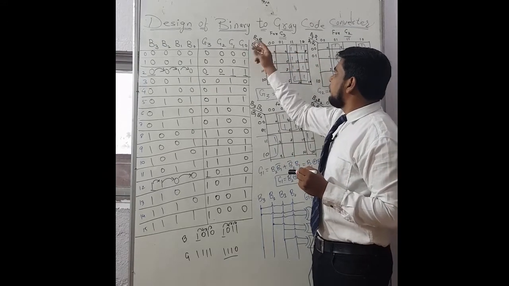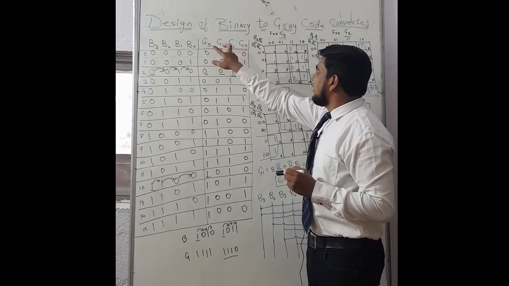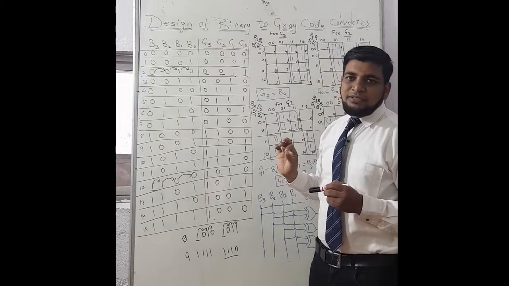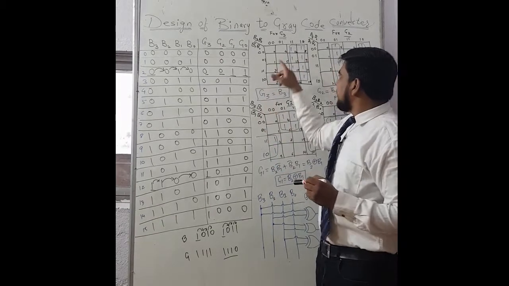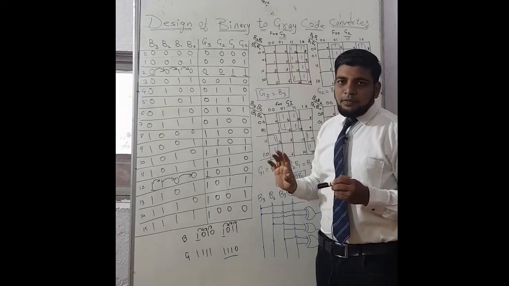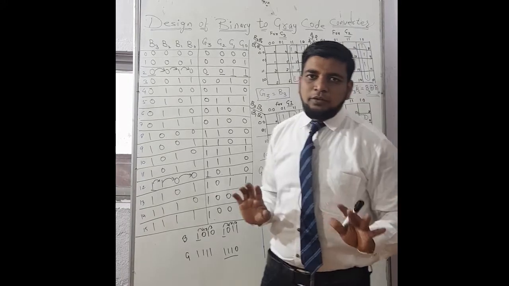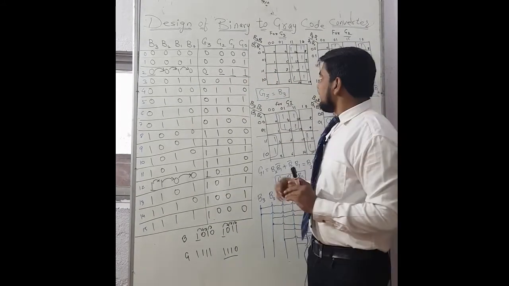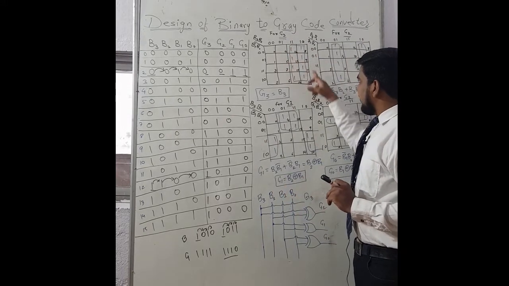Instead of B3, B2, if I take LSB on the upper side and MSB on the lower side, the only difference is that the cell numbers will be changed. Only the cell numbers will change. There is no difference in the output expression. The output expression will remain the same. Now for G3, 8 ones are there.